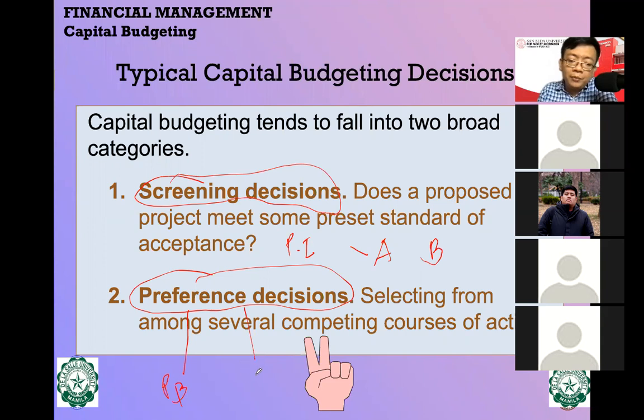Also in terms of the NPV, pipiliin natin yung higher NPV. Yung PI naman, pipiliin mo yung mas malaking PI. IRR naman, of course, dapat mas malaki yung IRR mo. Should be greater than or equal to your minimum required rate of return.